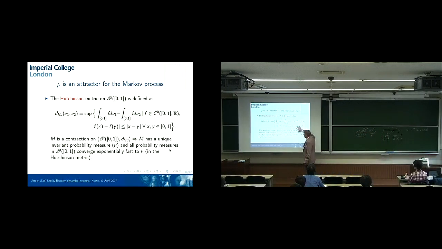This metric is consistent with the weak topology. That means that two measures are the same basically if they lead to the same integral for continuous functions. Good. Yeah, so this is a very standard metric that people use in this case, and it works very nicely. Again, it's an exercise to check that this works. I will not do it here.